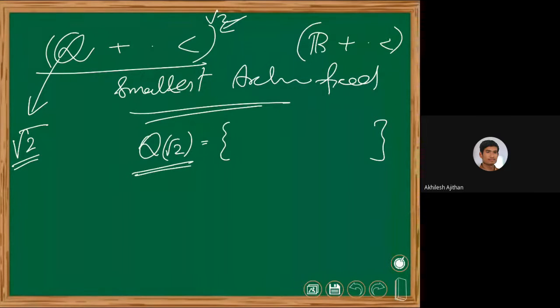So, Q root 2. What do you mean by that? Is it rational multiples and additions blended together? Yes, sir, a plus b root 2 type. Yeah, exactly. I may write r plus s root 2, because r and s may be rational. They are in Q or not?